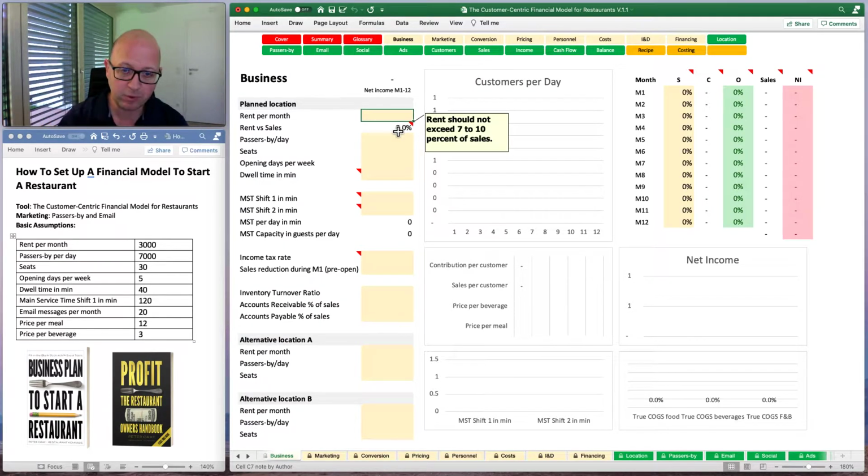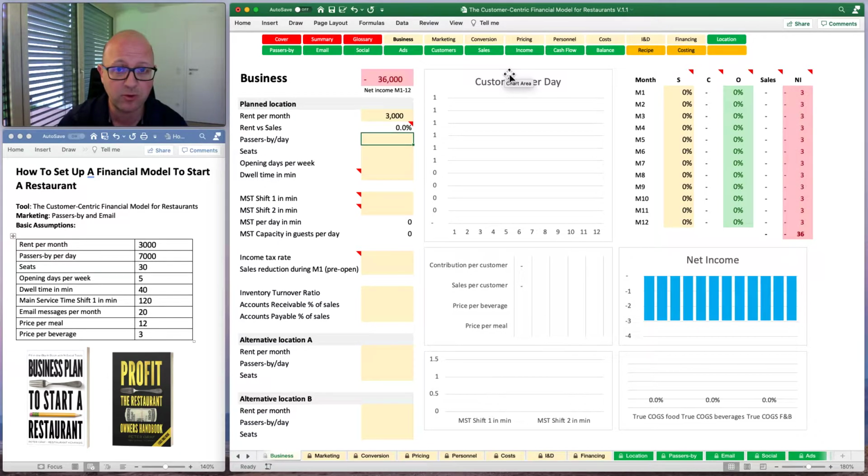And by protecting the sheets, you can just jump from one yellow input field to the next one, and it's much more comfortable. Okay, so now let's start with our model. We decided that the rent is $3,000, just put in $3,000. And as you see, as soon as you start to put in your data, the model begins to start, and we already have a loss of $36,000 for our first year.